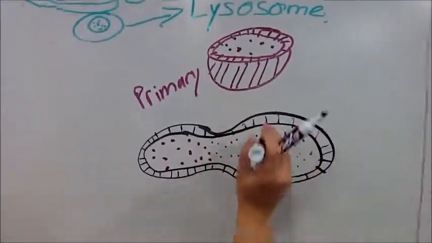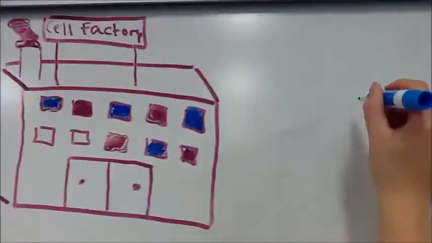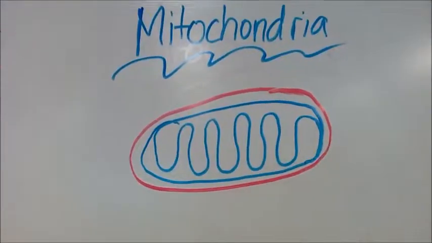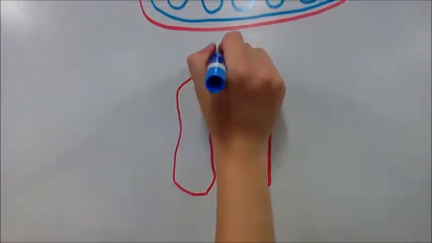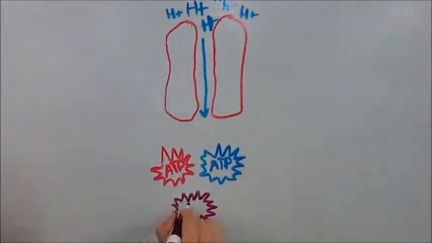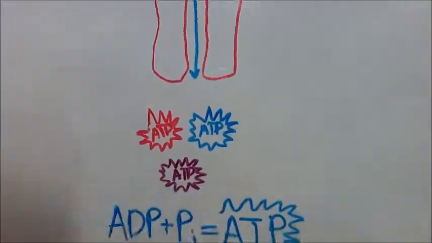Where does the energy for all these processes come from? The mitochondria is the energy production center of the cell. It's powered by an H+ ion channel, and this gradient turns ADP into ATP by adding a phosphorus ion.